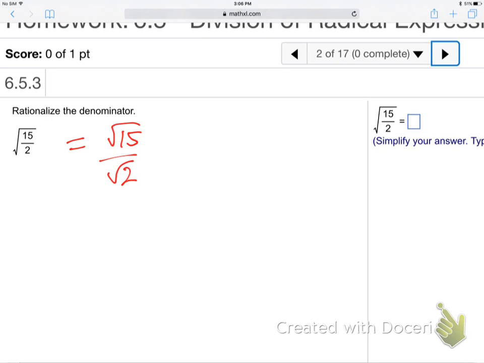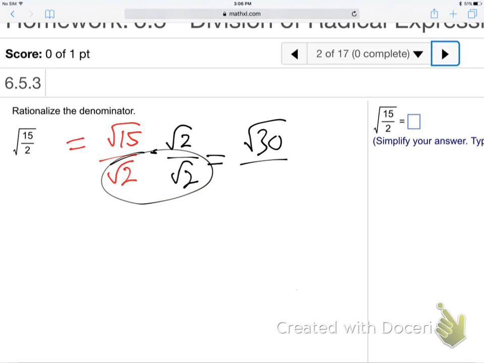So what are we going to do? We're going to get rid of that root from the bottom. So multiply by root 2 over root 2. That good to there? And that's going to be root of 30. What about the bottom? Root 2 times root 2 is plain 2. Can I divide 2 into 30 there? No, because they're different worlds. And so that's the answer right there. What did we do? We got rid of the root from the bottom.